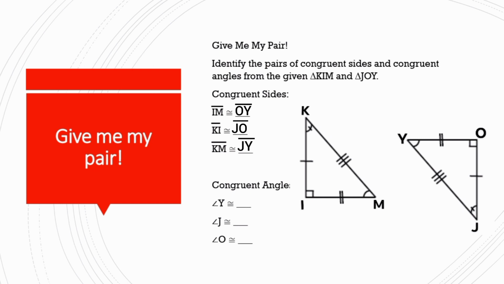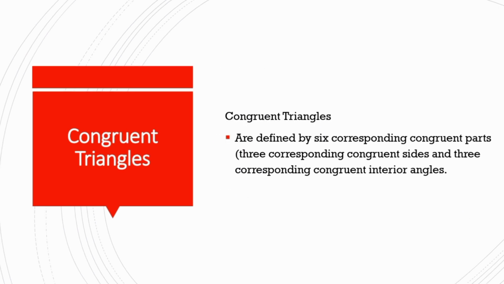Next is congruent angles. Angle Y is congruent to angle M. Angle J is congruent to angle K. And angle O is congruent to angle I. So what are congruent triangles? Congruent triangles are defined by 6 corresponding congruent parts: 3 corresponding congruent sides, and 3 corresponding congruent interior angles.